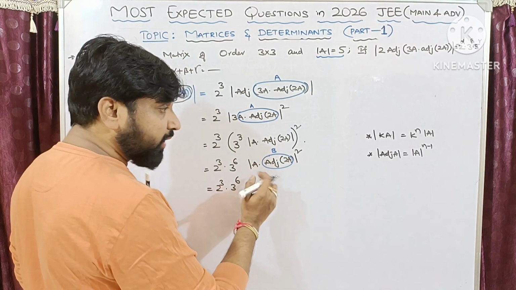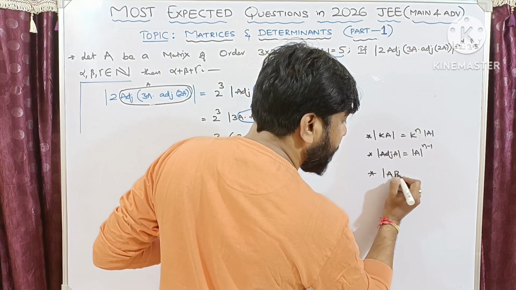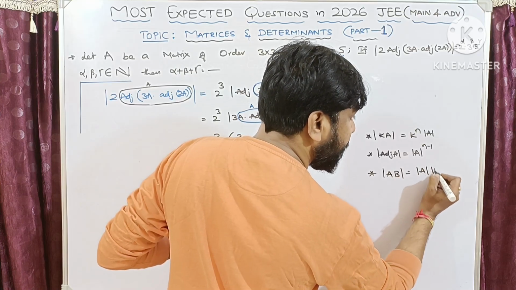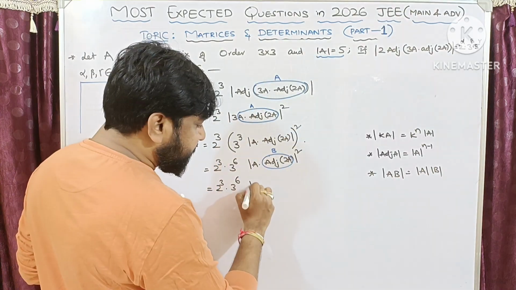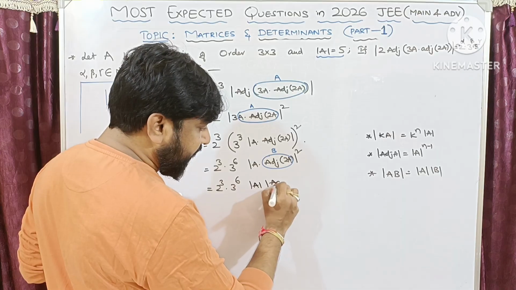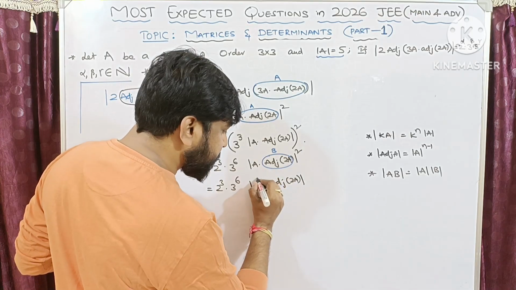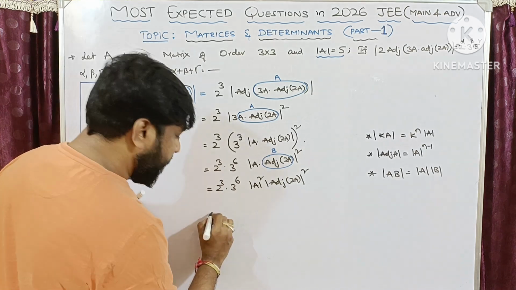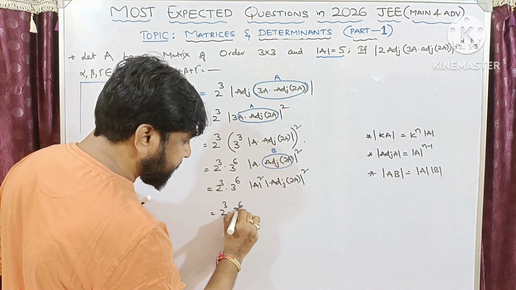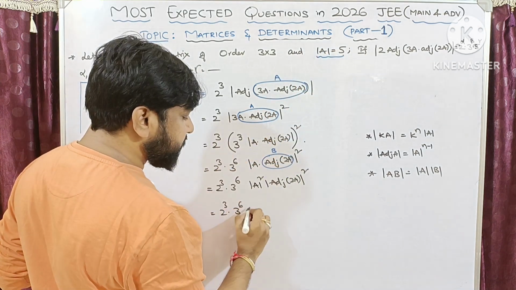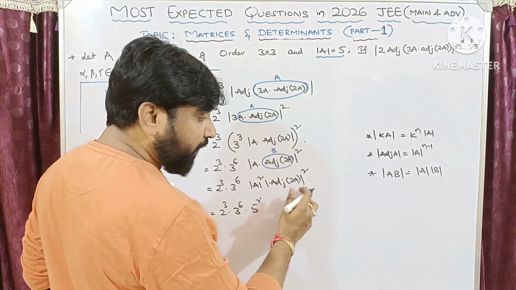Now it is of the form: this is a matrix, this is a matrix. So what we can write? The determinant of AB can be written as det A into det B. Then this can be written as det A into det B. Det B means adjoint of 2A. Don't stop here. Whole square is there, square and square. Clear? So 2 cube 3 power 6 det A whole square. Det A is equal to 5, so 5 square into the determinant of adjoint A.